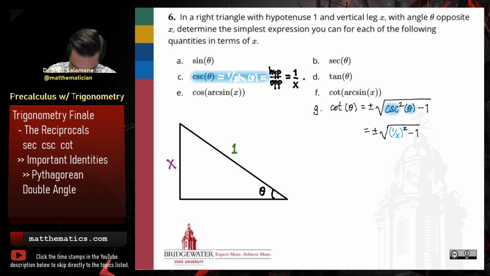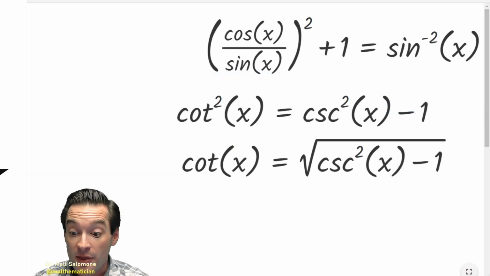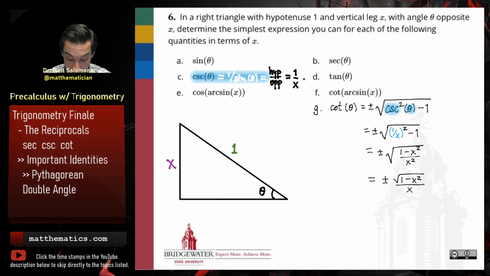We could continue to simplify this if we were interested. It's good practice with manipulation of rational expressions. We would get something like 1 minus x squared over x squared underneath the radical here. And when I took the square root, I would get something like square root of 1 minus x squared, all divided by x. Again, with that plus or minus doing some heavy lifting out there in the front. So again, the point of this exercise was just to give us an opportunity to apply the Pythagorean identity, to exchange in this example the cosecant that we knew for the cotangent that we didn't know.